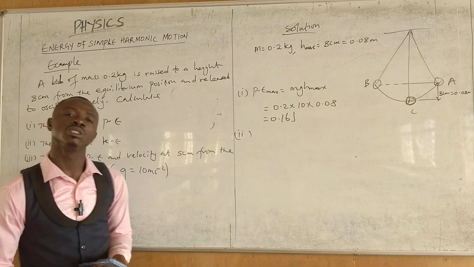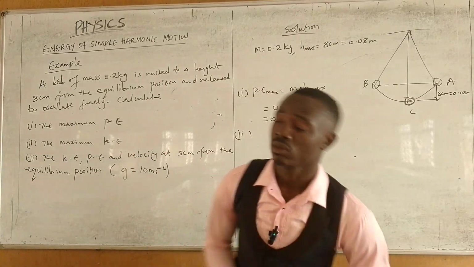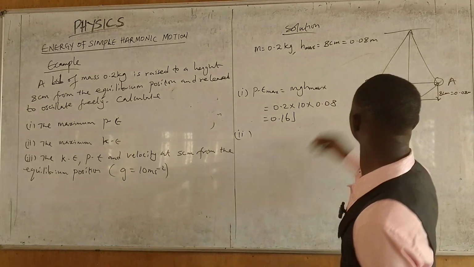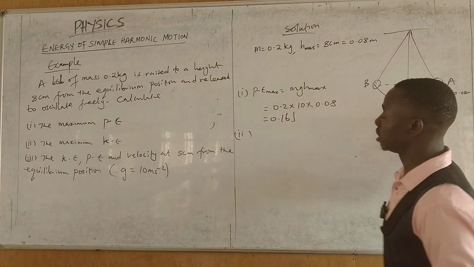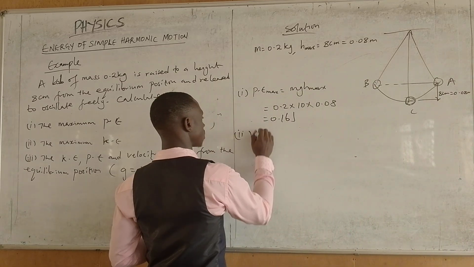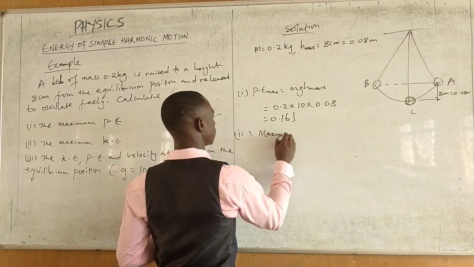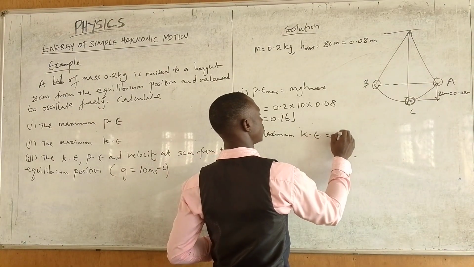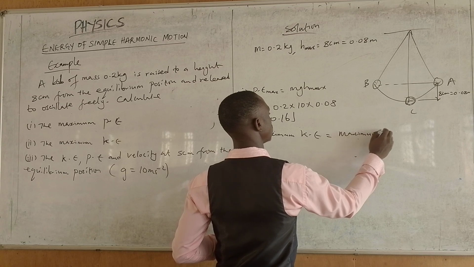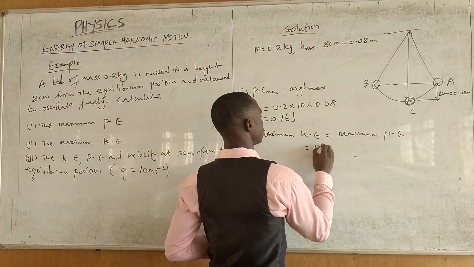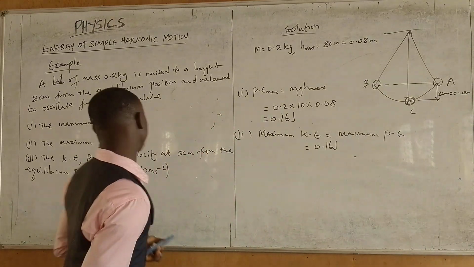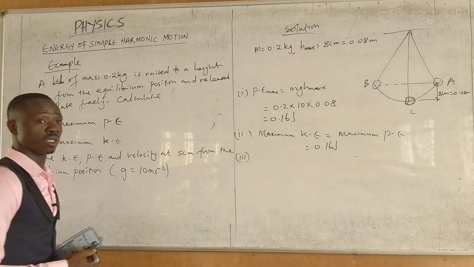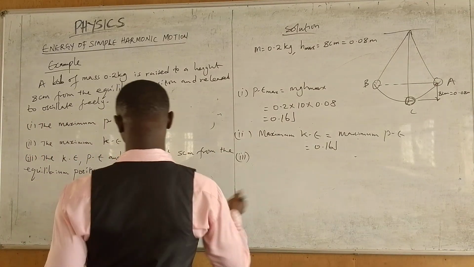Then number two, the maximum KE. Do we need to calculate maximum KE? There's no need. Just say according to the principle of conservation of energy, maximum PE converts to maximum KE. So maximum KE is also equal to maximum PE, which is 0.16 joule. There's no need calculating at all. You can see how important it is for you to understand the law and not just cram.